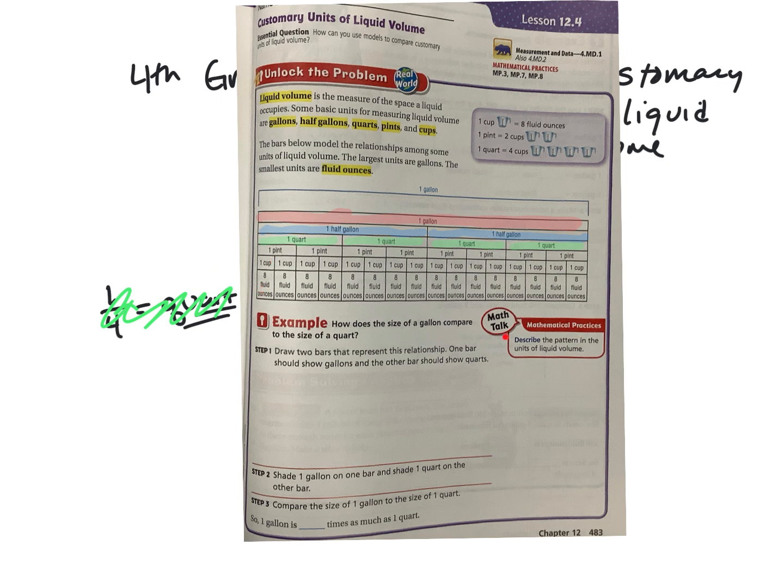How does the size of a gallon compare to the size of a quart? We have 1/4 for the quart. Sort of like money. If gallons were the dollars, a quart is the quarters, right? Okay, draw 2 bars that represent this relationship. We have a gallon. We'll kind of use the same bars that they have. Gallon and quart.